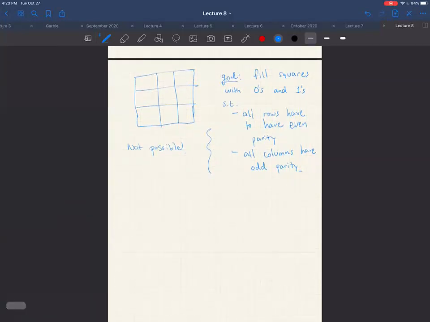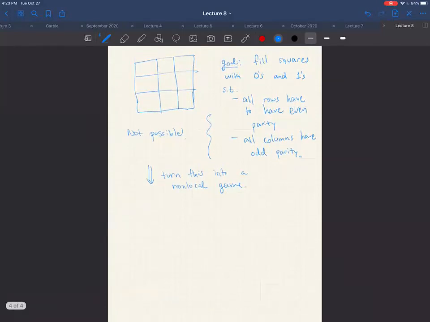So let's turn this into a non-local game. And the way this game works is that the referee is going to pick a random row or column.